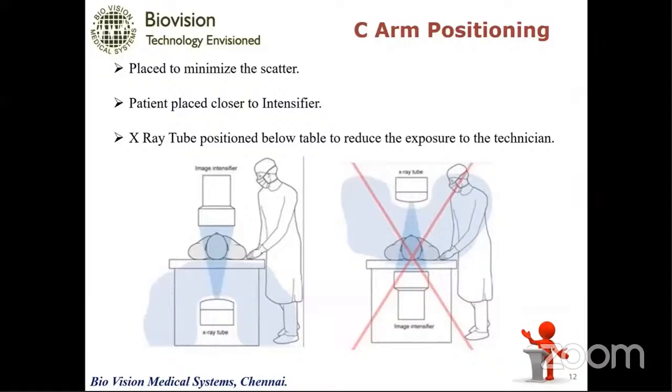For that, number one, the patient should be closer to the II instead of the X-ray tube. Number two, the X-ray tube will always go down and the image intensifier will come up. Why? You can see in this image, it will be very clear. If the X-ray tube is down, these shaded regions are the X-rays penetrating within the lower region of the table. If you keep the X-ray tube on the upper side, the exposure to the patient is high and the exposure to the technician is also high. So it is always advisable to use the X-ray below the table.